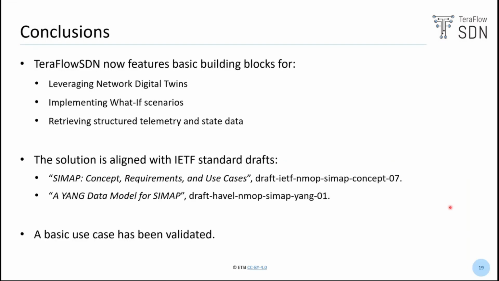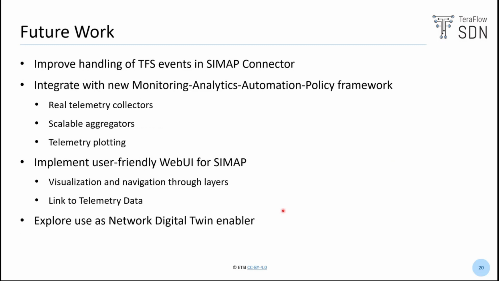What's next in terms of SIMAP? Well, we have many things to implement. We, for instance, can leverage network digital twins, as I was mentioning. We can implement what-if scenarios, retrieve more structured telemetry data with the state. We can enhance the solution to be more aligned with the drafts, because these drafts keep evolving for sure, so we will have to align. But the good point is that we had initial validations.